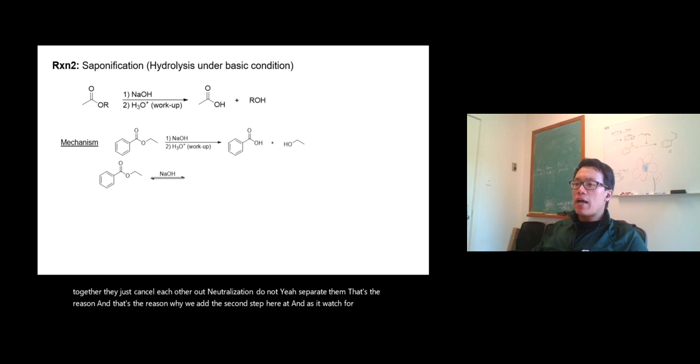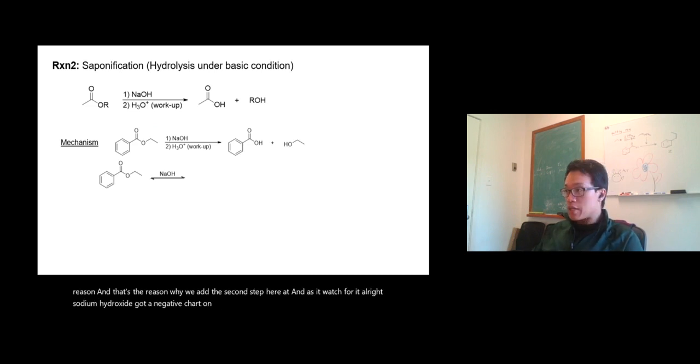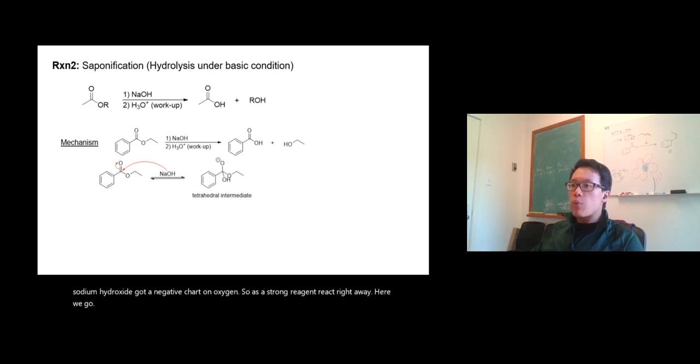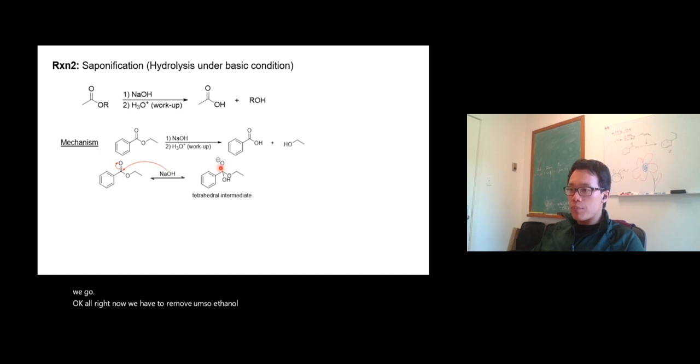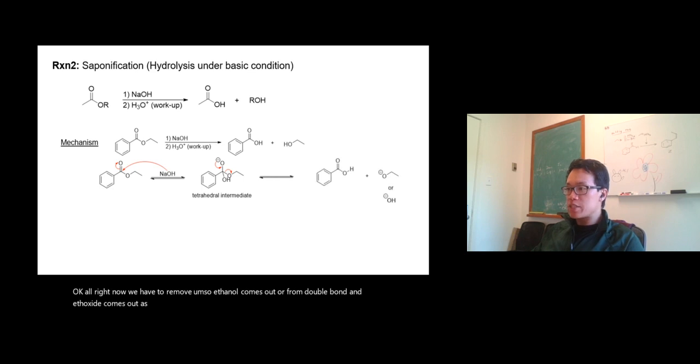All right. Sodium hydroxide has a negative charge on oxygen, so it's a strong reagent. It reacts right away. Here we go. Okay. All right. Now we have to remove, so ethanol comes out. From the double bond, the ethoxide comes out as a leaving group, leaves.